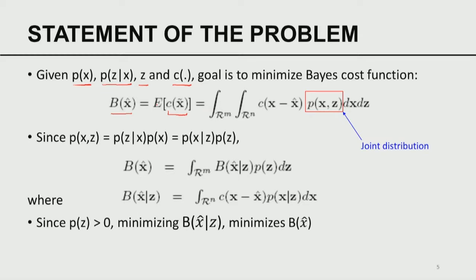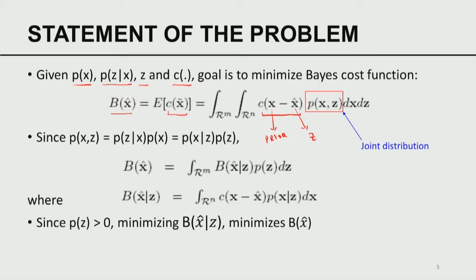This expected value of the cost function can now be written explicitly by this integral. Please remember c of x tilde is equal to c of x minus x hat. X hat depends on z, the observation. X has its own prior information. So there are two sources of randomness, one from the prior, another from the observation.